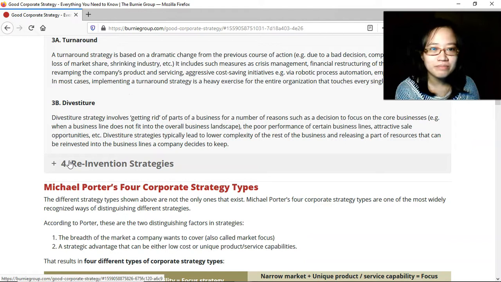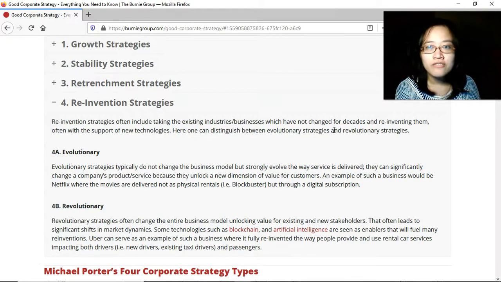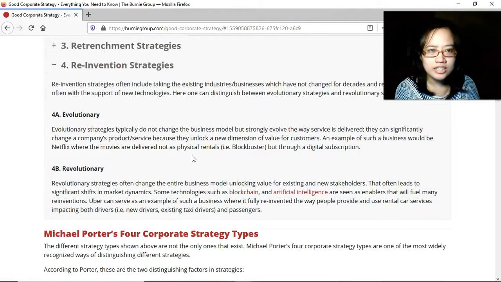And then lastly, we have reinvention strategies. Ito naman include taking the existing industries or businesses which have not changed for decades and reinventing them. Okay, often with the support of new technologies. Here one can distinguish between evolutionary strategies and revolutionary strategies. Okay? Ano bang kaibahan nila?